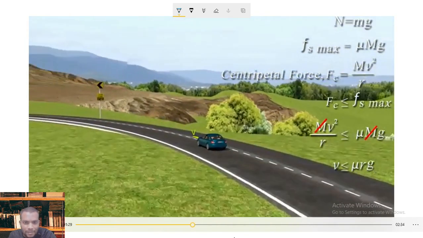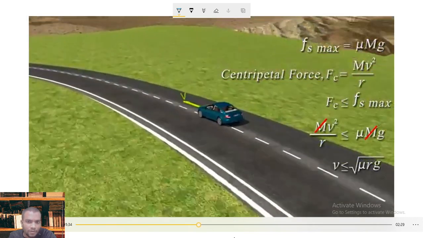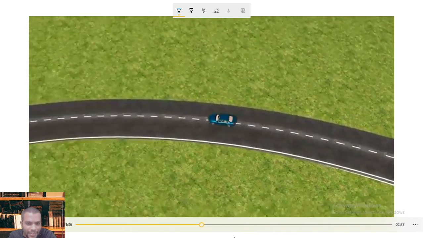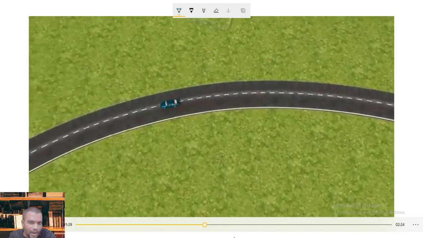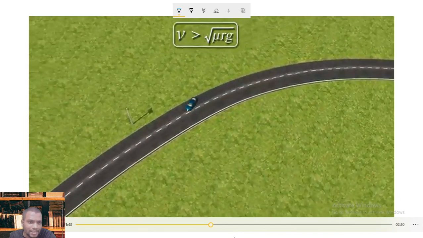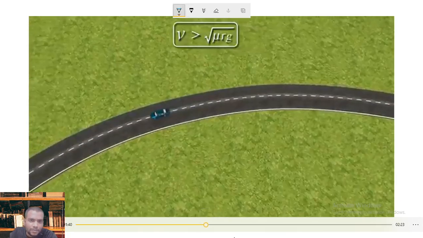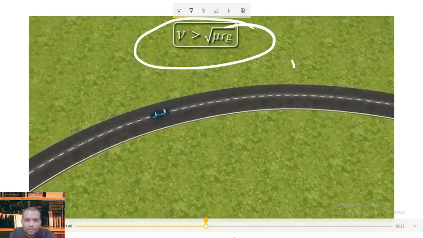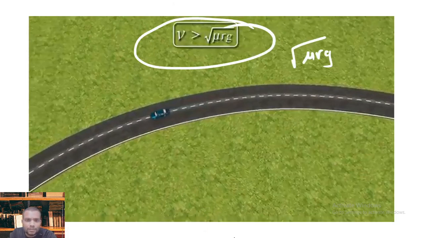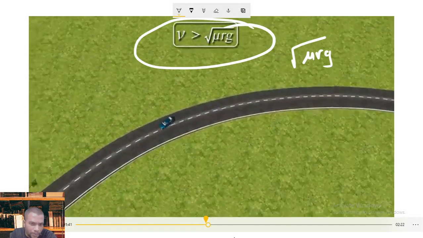So the maximum velocity on a circular level road depends purely on the coefficient of friction mu and the radius r. What happens if the velocity is greater than this? In this case, if the car velocity is greater than square root of mu times rg, then the car will skid out of the road.